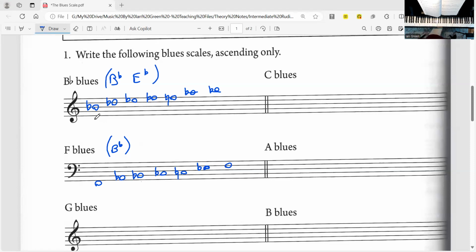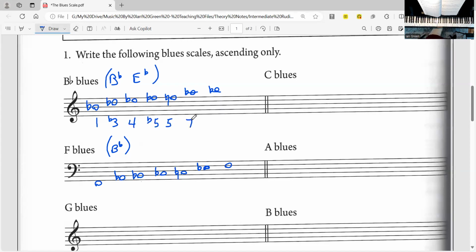Something that students find helpful is to actually write in the specific notes of the pattern. Whoops, let's change that. That was a small mistake. You write the specific notes of the pattern while correctly writing the scale so that you make sure that you write the notes each time. So we have 1, flat 3, 4, flat 5, 5, flat 7, 1.